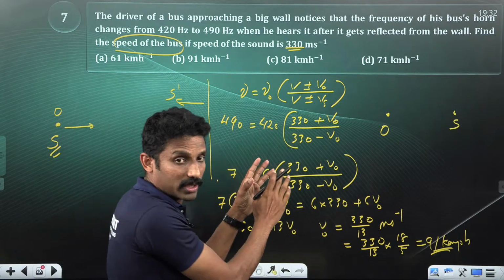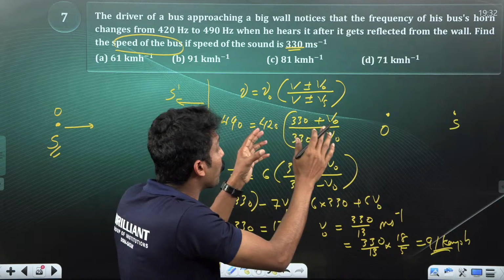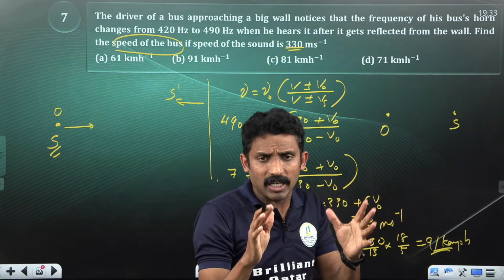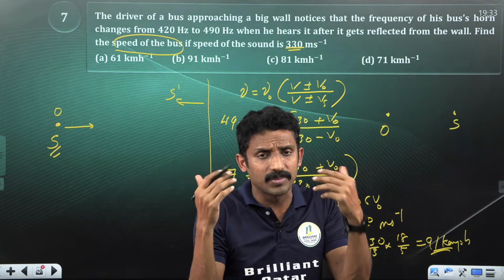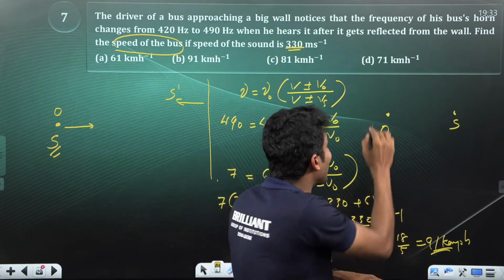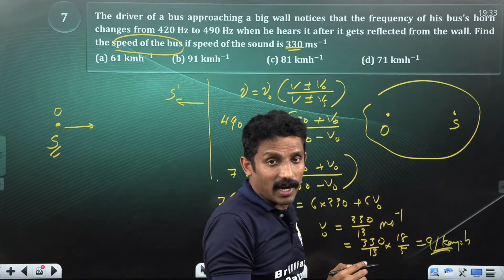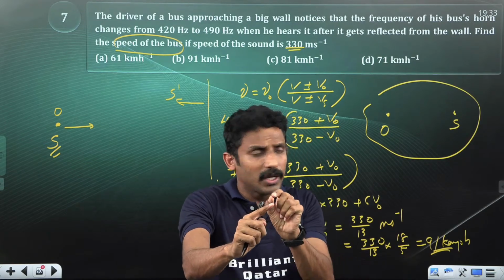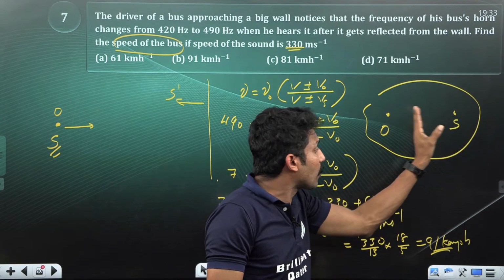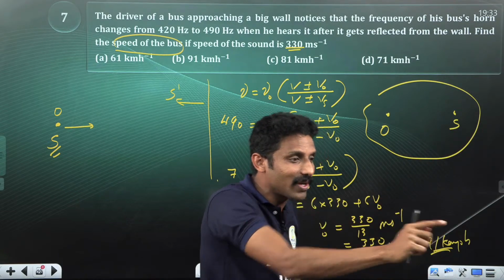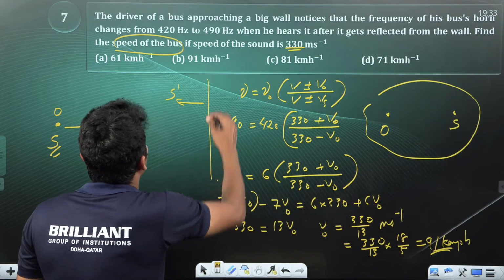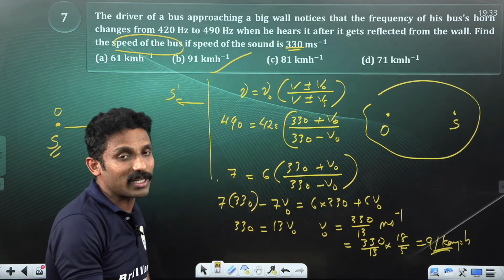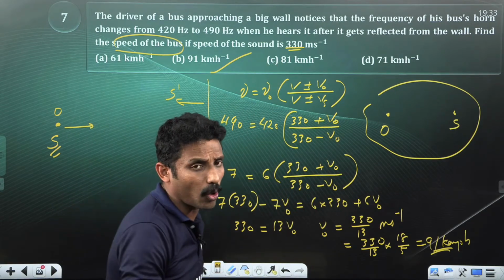Just try to understand what is the concept of Doppler effect, how we put the sign properly. In any of the cases, whatever the source moving towards or what, observer moving towards or what, you take this figure, and if the source is approaching toward the observer, you take VS as negative. In that way you proceed, your answer will be proper, and in this question it is 91 kilometer per hour, the question of Doppler effect.